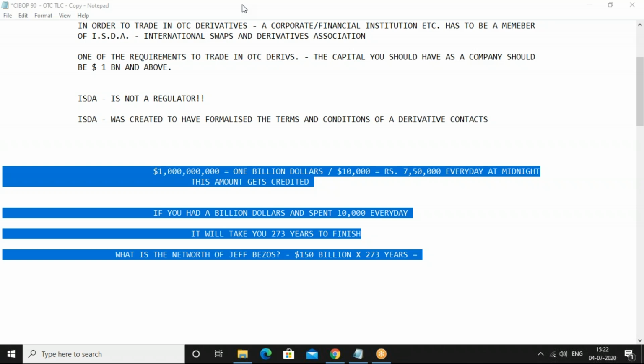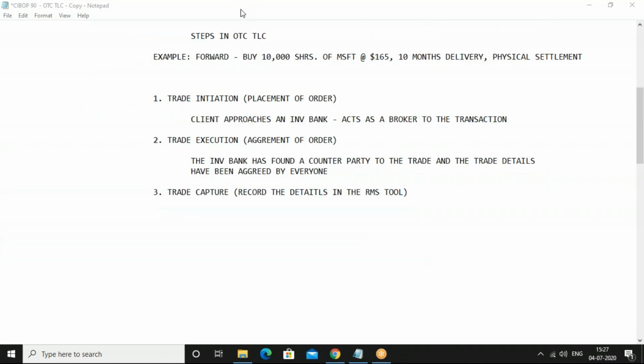If I'm a broker, that means I found somebody else. So if you're CIBOP 90, I found CIBOP 91 who's willing to do the deal for you. Then I act as a broker or middleman between both of you, or I can act as both as well. That's what we mean by trade execution or agreement of order. The third step is trade capture, where we record all the details in the risk management system. Is this part clear with everyone?